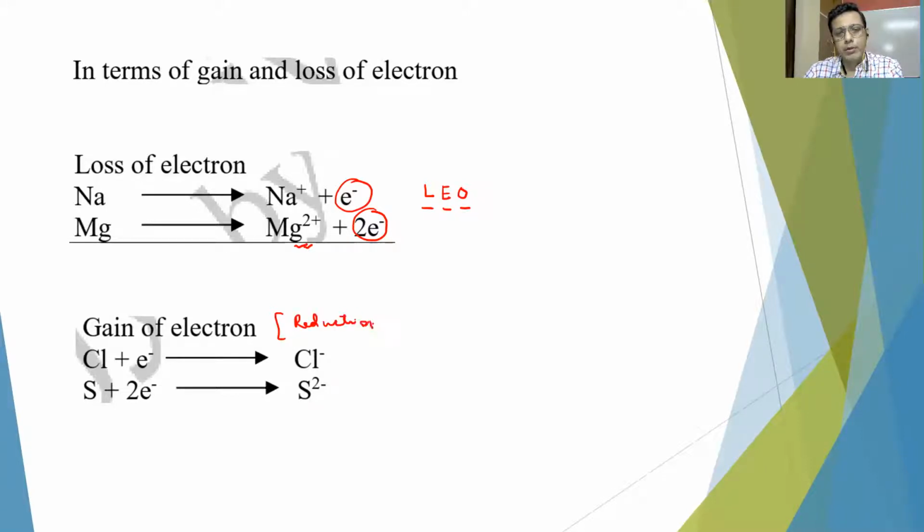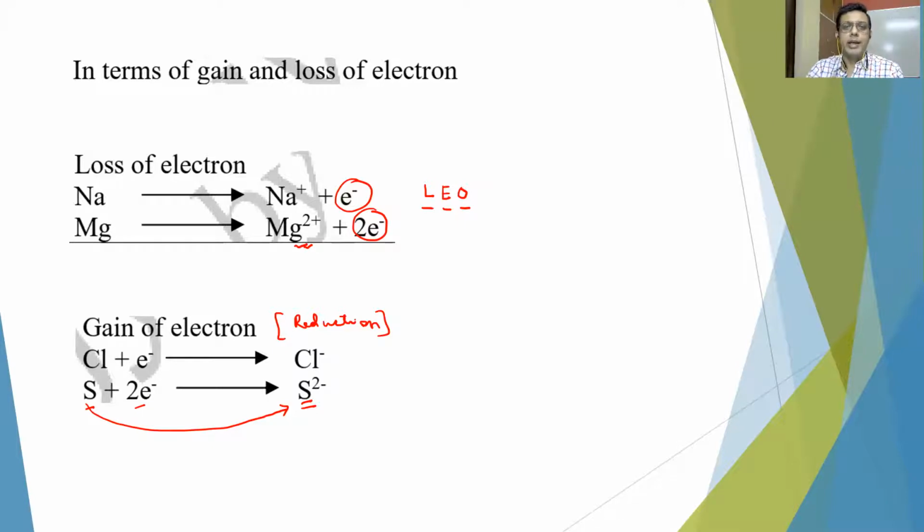So in the first example, chlorine takes up an electron to form Cl minus, an ion. So this will be called reduction of chlorine. Similarly, in the second one, sulfur takes up 2 electrons to form sulfide ion. So since sulfur is taking electron, this will be called reduction of sulfur. So in terms of electron, oxidation can be defined as loss of electron and reduction is gain of electron.